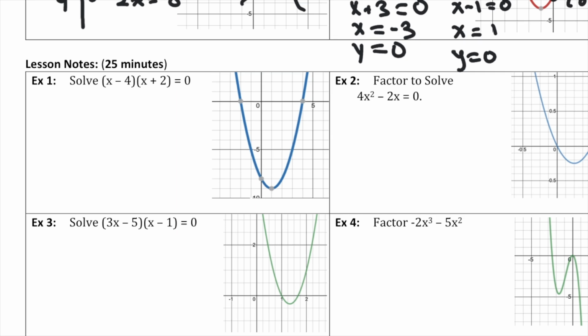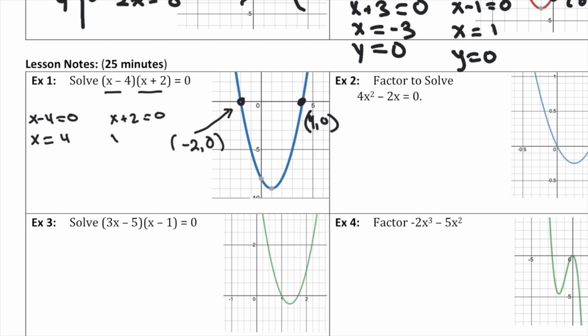equations. So for example 1, we have x minus 4 times x plus 2 equals 0. When I look at the quadratic made by that graph, notice my two answers where we cross the x-axis are (-2, 0) and (4, 0). With that in consideration, look at our factors. x minus 4 equals 0. Well, that tells us that x is equal to 4. And if we take x plus 2 and set it equal to 0, that gives us x equals negative 2.